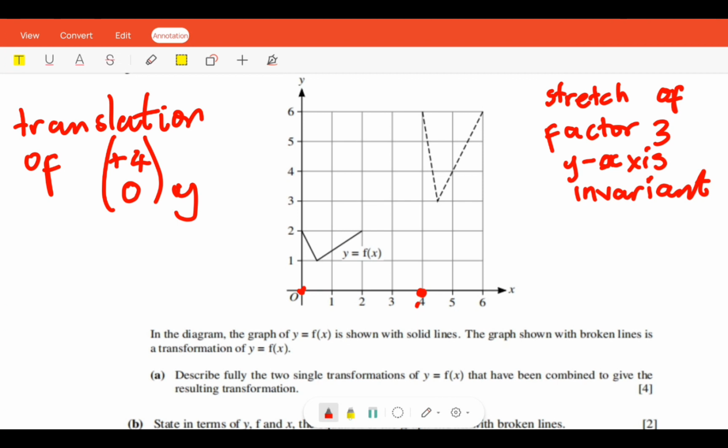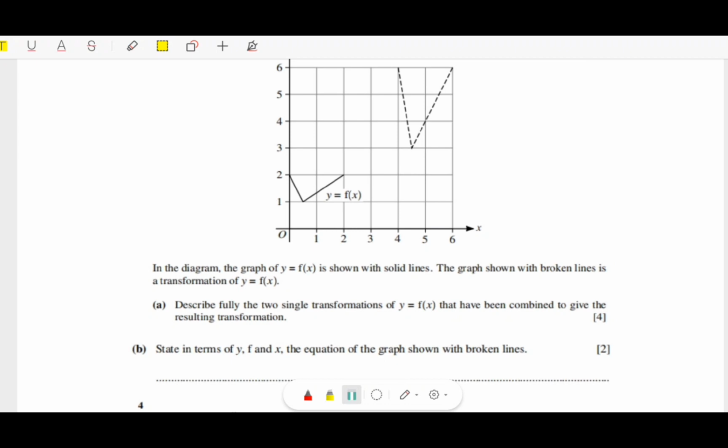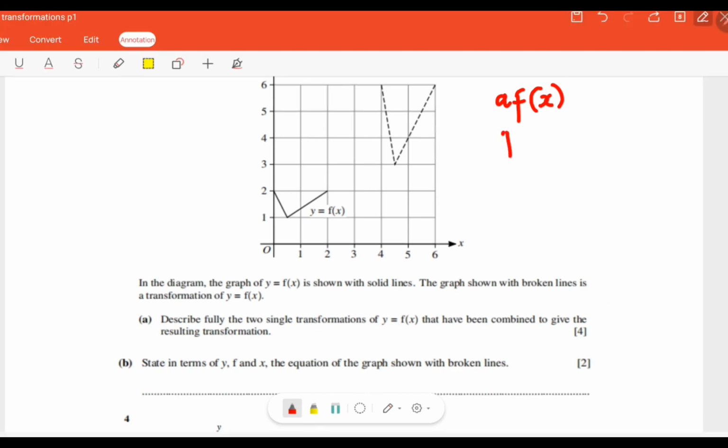Now on part B of the question, state in terms of y, f, and x the equation of the graph shown with broken lines. We are going to use the two transformations that we discussed in part A to come up with the equation. The first one was a stretch. It's in the form a f of x. And the second one was a translation positive in x, that's f of x minus k. So our equation would be y is equal to 3 f of x minus 4.